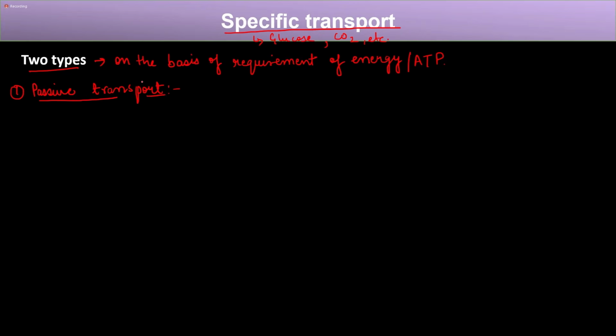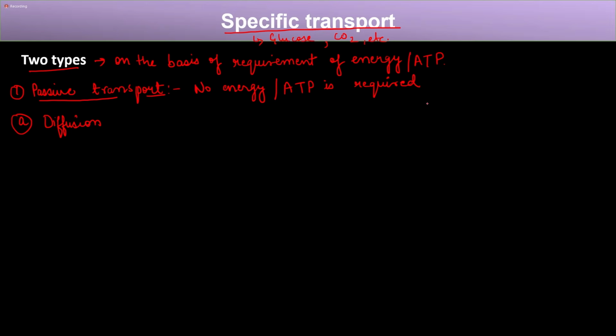Now, what is passive transport? It is a transport in which no energy or ATP is required. There are certain materials which, when transported, do not require any energy, and this type of transport is known as passive transport. Passive transport is of different types based on the type of material that has to be transported. The first type is diffusion.